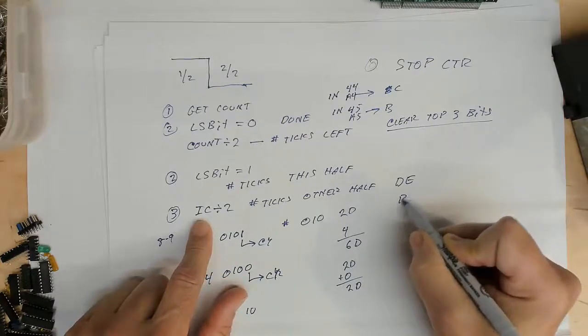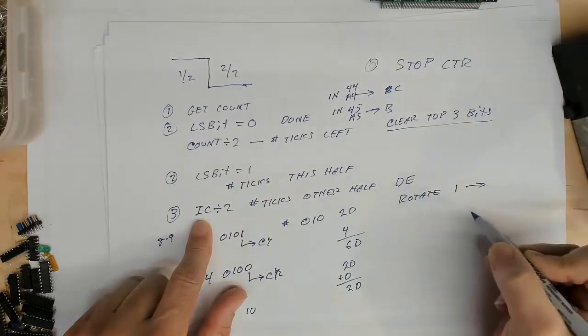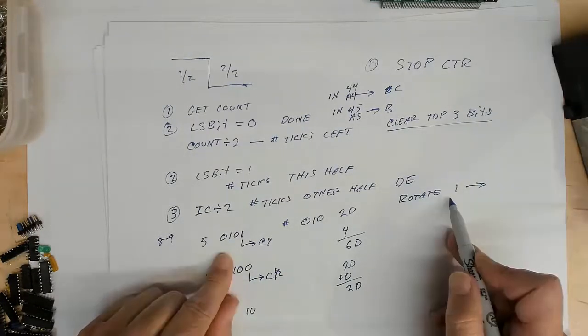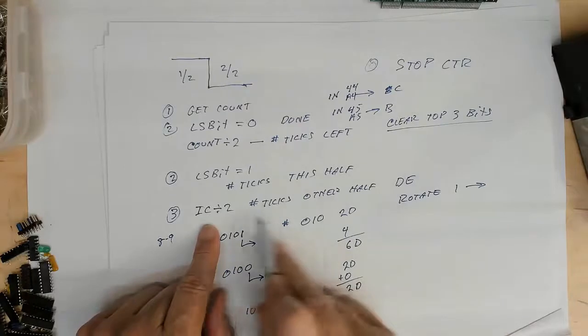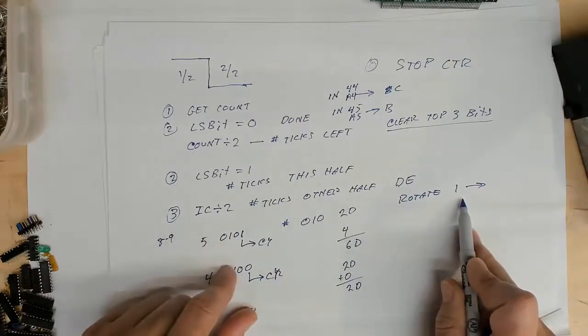We then do a rotate 1 to the right to divide by 2. Then we just add those 2 together, and presumably the top 3 bits in our initial count were already equal to 0, so we didn't have to clear those. That's how we read the number of counts that are left.